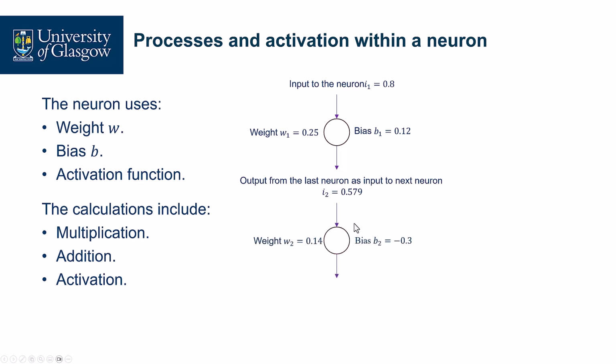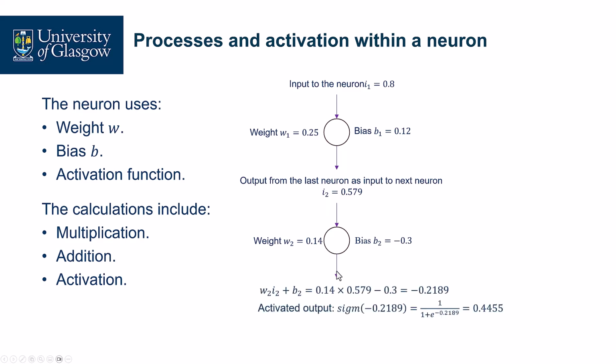So this one, 0.579, is the input. We have another weight and another bias, so we can do the same thing. We use W2 multiplied by I2 plus B2, and we have a result. This time it is minus 0.21. You can see this value comes here, using the sigmoid function, or we can change to another activation function. It gets a result out. Then the signal will transfer using this route, step by step, and eventually we go to the output.